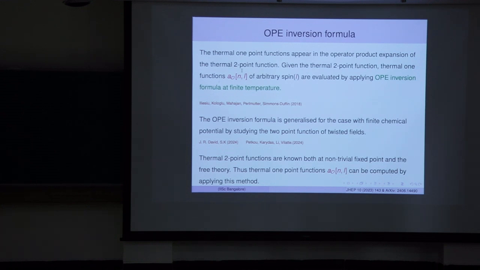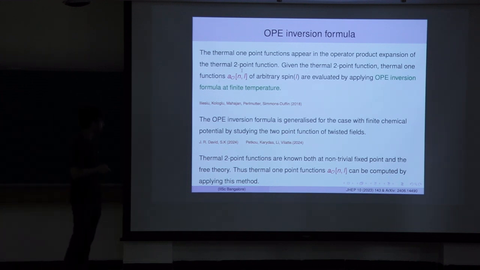Right. Twisted field means, can I write it down at the end? It's just like you redefine your field phi to be phi tilde times e to the power i mu tau. So you just make the time dependence such that the covariant derivative just acts as the normal derivative. So that's the way. Maybe towards the end I will write down the details.